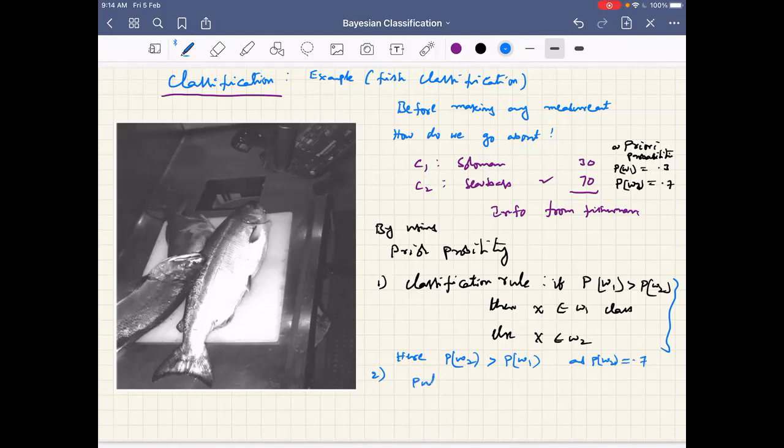What does this rule say? Put all X to C2, the omega 2 class, or C2 class. I'm using omega 2 class and C2 class interchangeably, please make a note of it. So omega 1 or C1, omega 2 or C2.